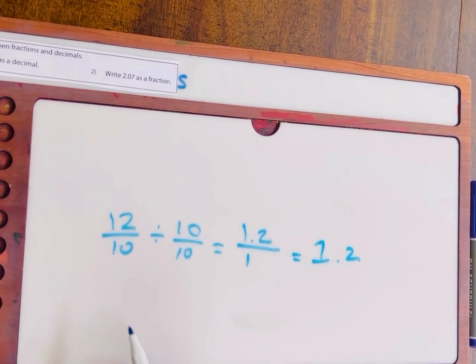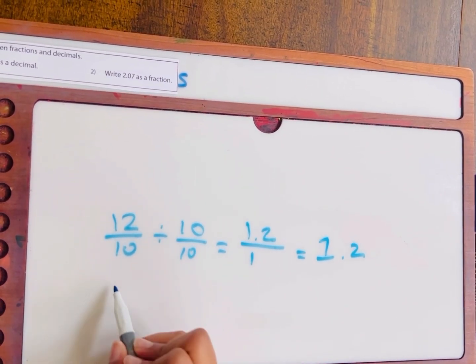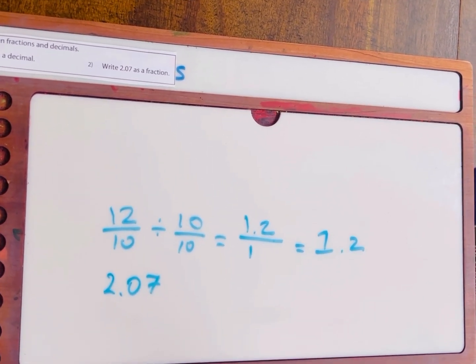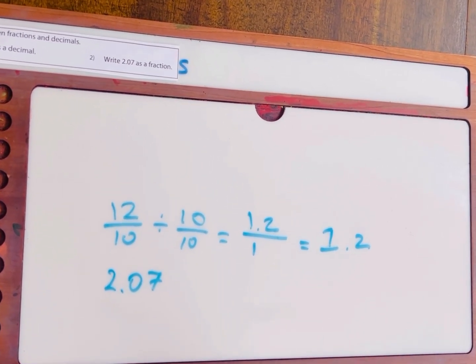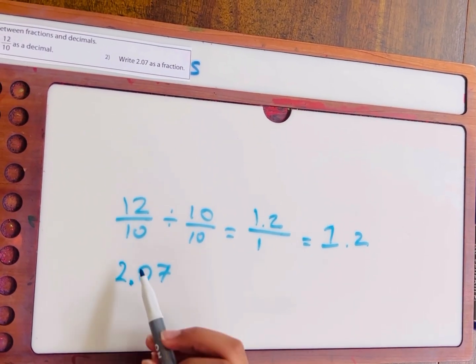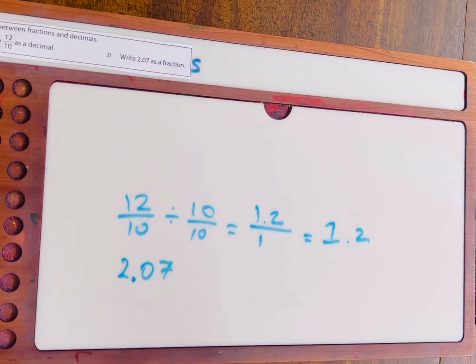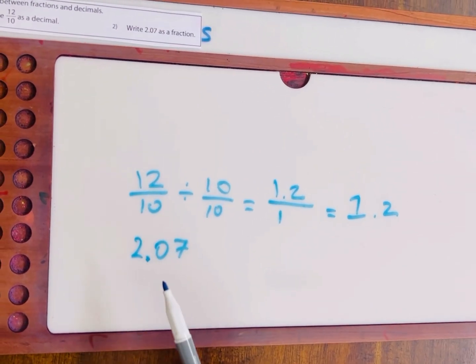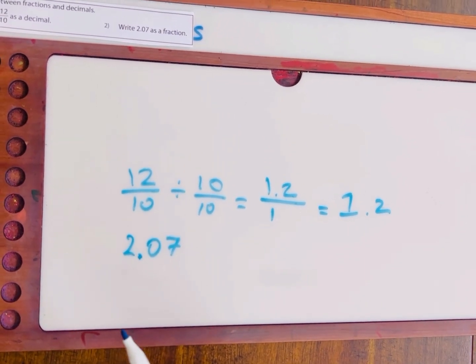Now let's write the second one. It says convert 2.07 to a fraction. Well, 2.07, what we can do is 2 is actually left a decimal. So we can probably infer that 2 is going to be a mixed number, and 7 is going to be the part of the fraction.